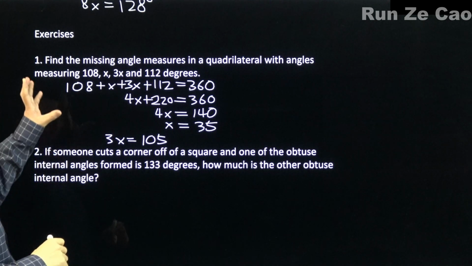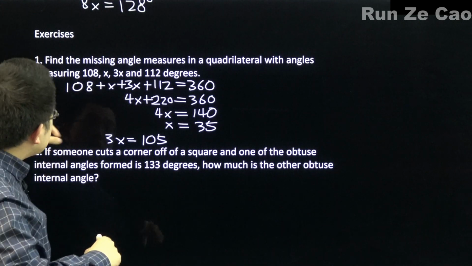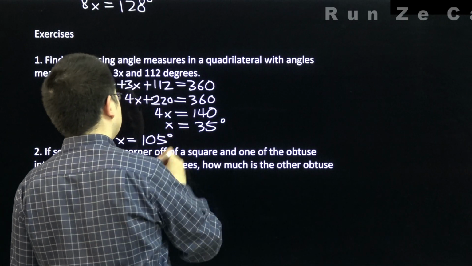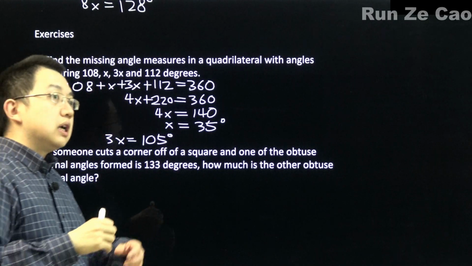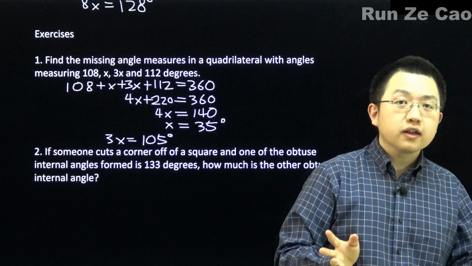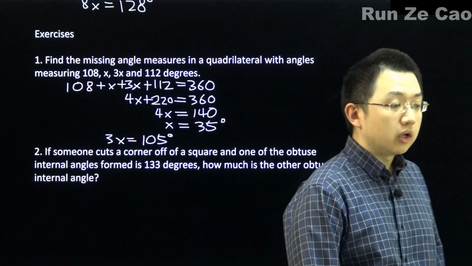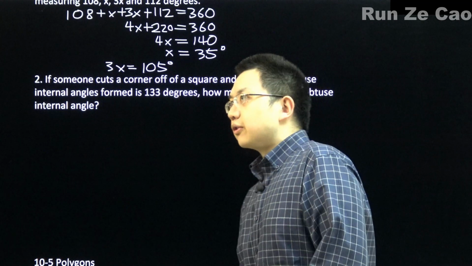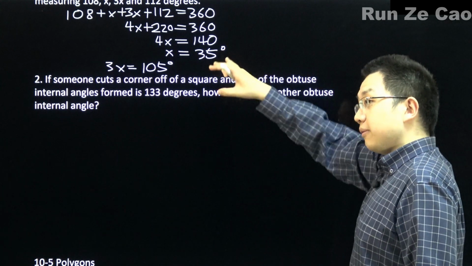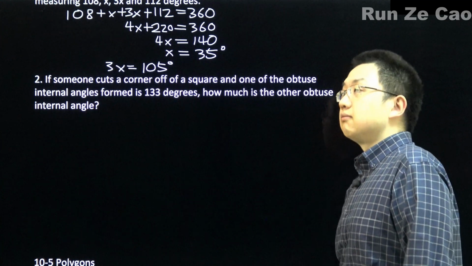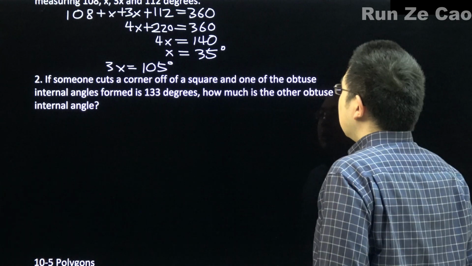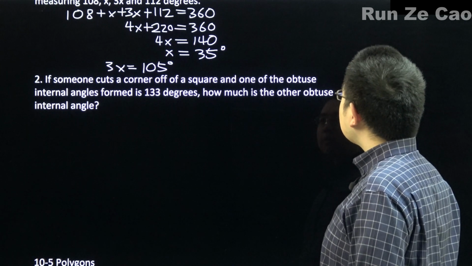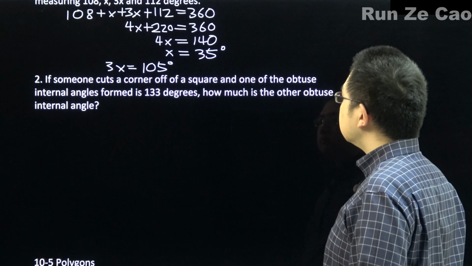Now, for a word problem, you should state the missing angles are 35 degrees and 105 degrees. But for our purposes, I'm going to omit them because I don't think you want to watch me write on the board any more than strictly necessary for you to understand the point. Just remember that for word problems, you should have a statement. So state your answer. If someone cuts a corner off a square and one of the obtuse internal angles formed is 133 degrees, how much is the other obtuse internal angle?